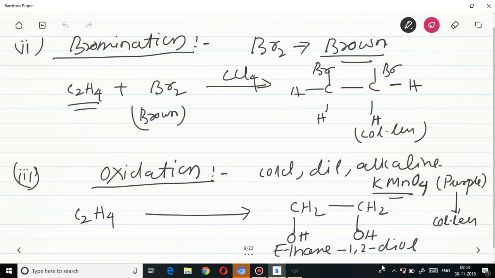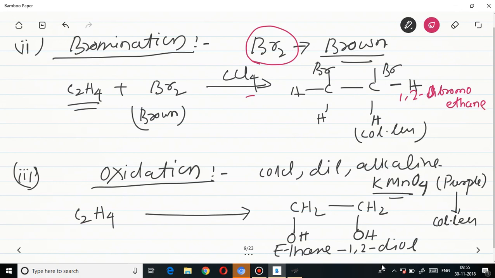Now we'll go to bromination. Bromination means what? Addition of bromine. Now we have done it earlier. So this bromine is used for test for unsaturation. Now how it is used? Test for unsaturation. Now this bromine Br2 is initially brown in color. So when Br2 is added to C2H4 in CCl4 medium, carbon tetrachloride, there will be 1,2-dibromoethane. This particular compound is known as 1,2-dibromoethane.